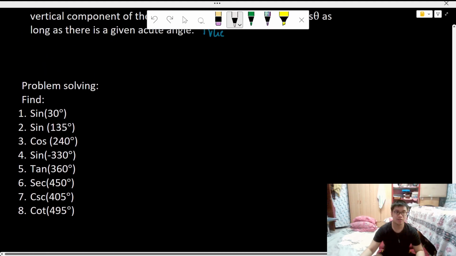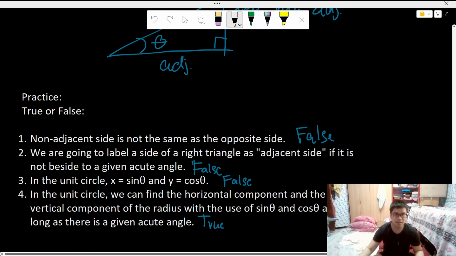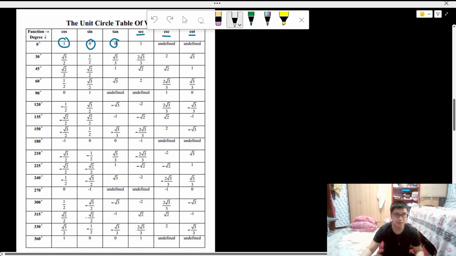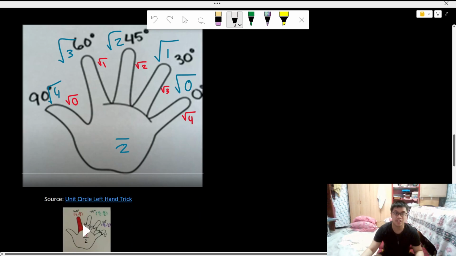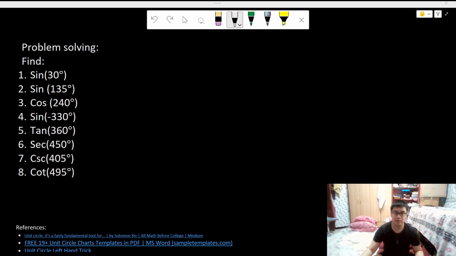Now let's solve for this one. What is sine 30 degrees? Here, remember the hand technique that I taught you, which is basically the most useful technique, in my opinion, because instead of just memorizing the list, all you need to do is use this technique. So let's use sine 30, using your left hand technique. You see my hand right here? Remember that this is 0 degrees, 30 degrees, 45 degrees, 60 degrees, and 90 degrees.